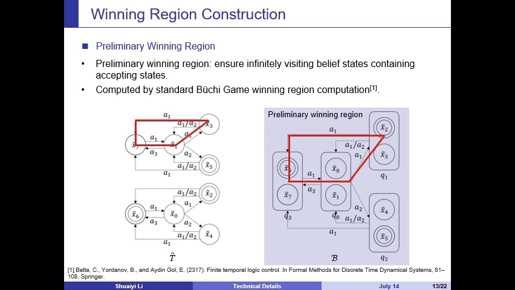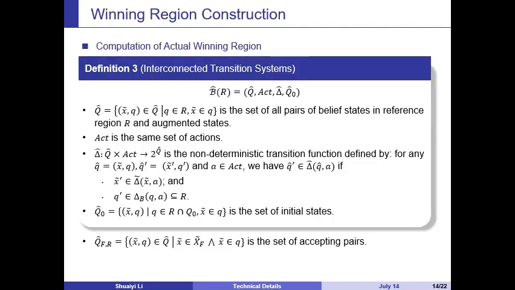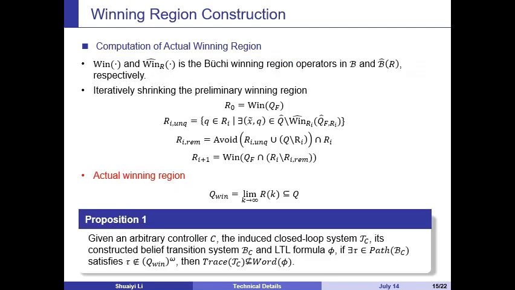In this example, the preliminary winning region still contains a loop of Q0, Q1, and Q3 that corresponds to a path of X1, X3, X7 in the product system. This path goes through none of the accepting states, and this is because the construction of the belief transition system omits the transition information between states. So we construct the interconnected transition system to complete this part of the information, and it becomes a zoom-in version of the belief transition system. The states and transition relationships in the interconnected transition system contain both product states and the corresponding belief states. And we also define accepting states in the interconnected transition system. Then we can further prune the preliminary winning region to obtain a more accurate result.